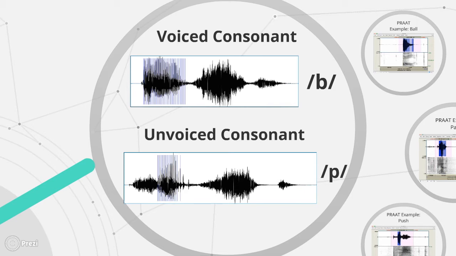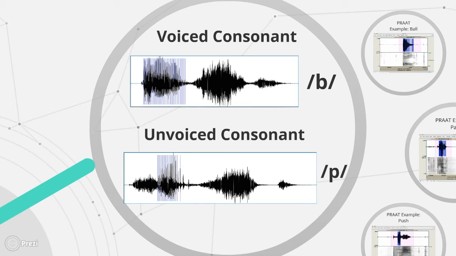Here, the difference between a voiced B above and an unvoiced P below is shown. The later voice onset time in P is seen as compared to the onset time in B, represented by the fact that the vocal fold vibration for P begins later than it does for B.